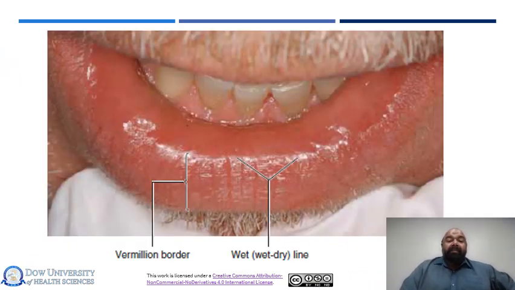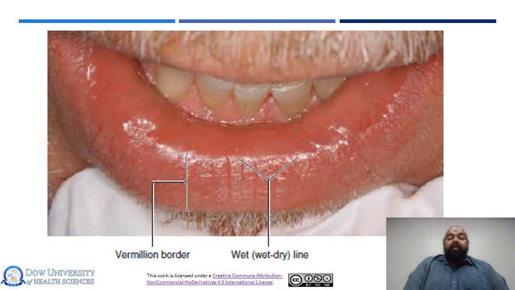Now, just a brief glance at the lip. The lip has two parts. If you look from above, and you protrude or hold the lip, there is the vermilion border, and the vermilion border actually has two parts: the outer part, which is dry and doesn't have any salivary glands, and then the inner part, which has mucous membrane and multiple labial salivary glands. The area which demarcates them is known as the wet-dry line.